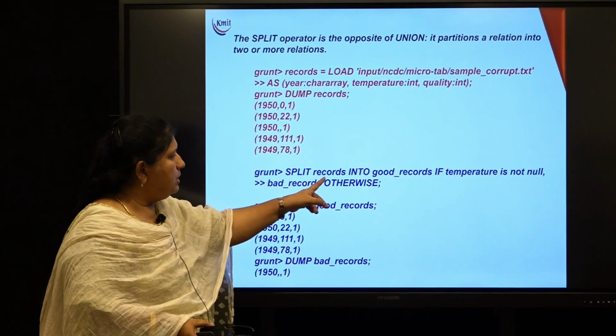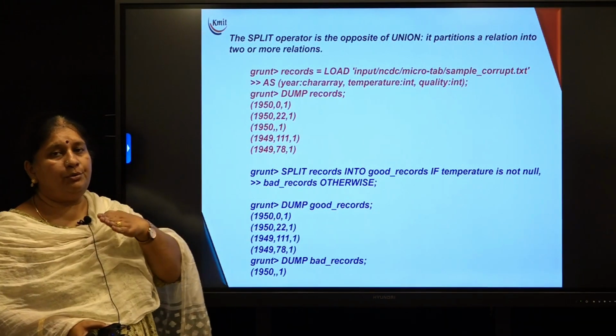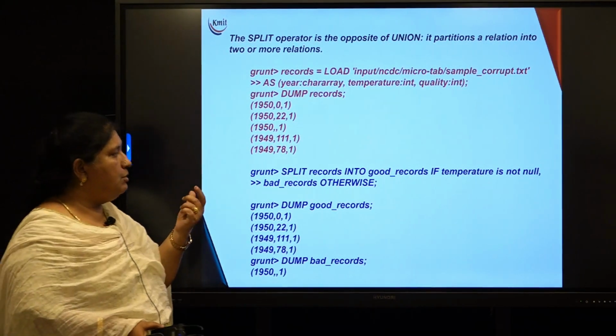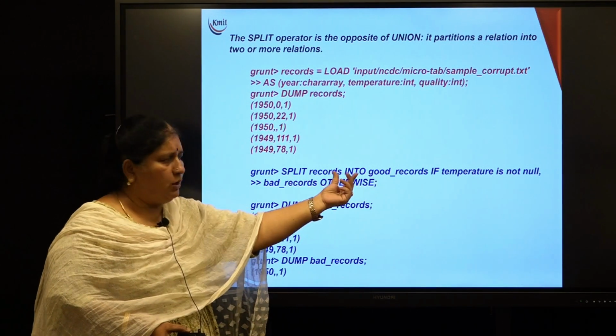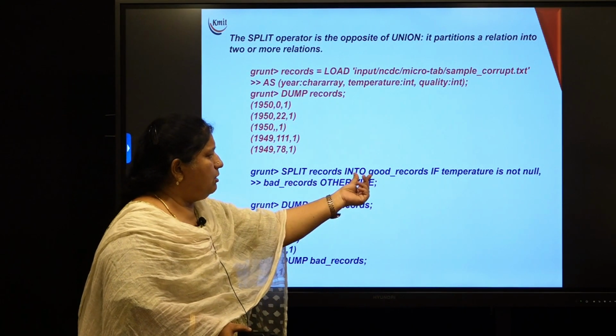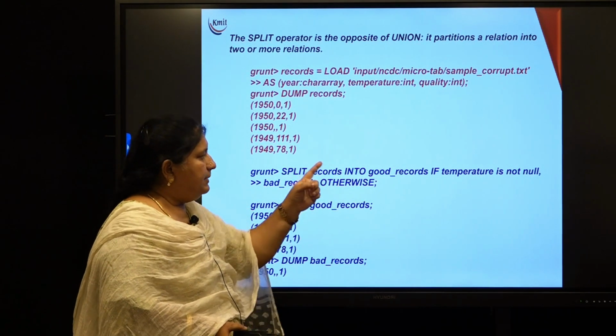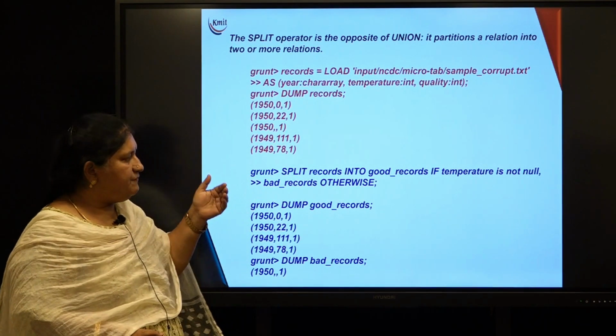Split records into good records. I want to split it into another relation called good records. Again, this is a variable name; the variable names are of your choice. So, split records into good records if temperature is not null. So, that is the first case.